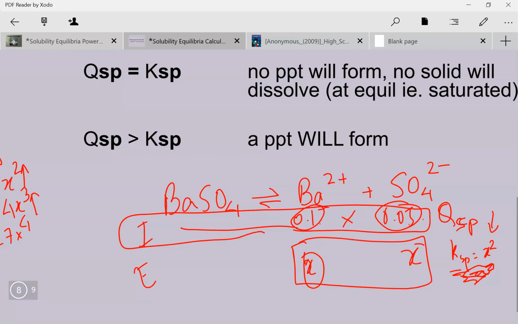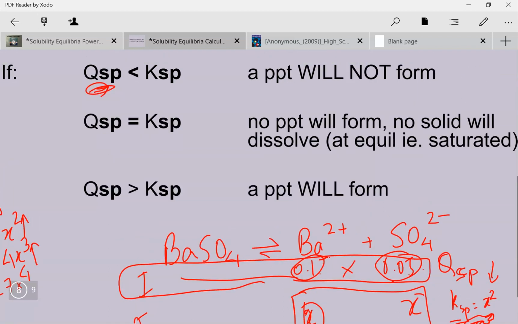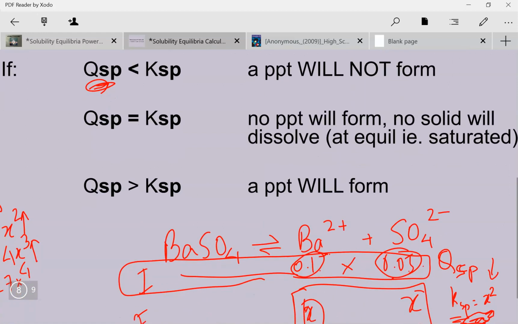So if these values are too small, that means my QSP is too small, and my reaction will shift to the right to increase my QSP, because again, I want to get to equilibrium, right? So my precipitate will not form if QSP is lesser than KSP, because my solubilities are not big enough. If QSP is equal to KSP, it is a saturated solution, which means there'll be no precipitate, but if I add more solid, I will form a precipitate because I am at a saturated solution. That's the maximum number of ions that can exist.